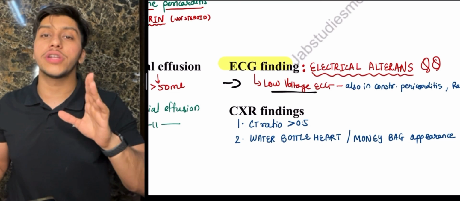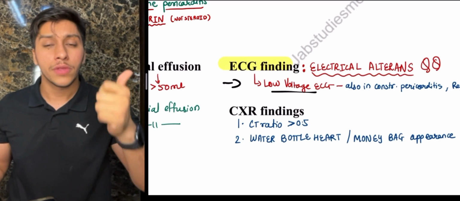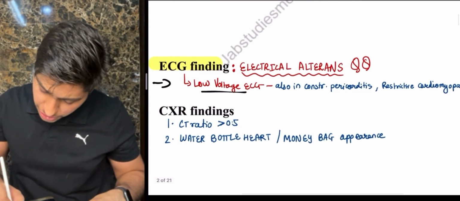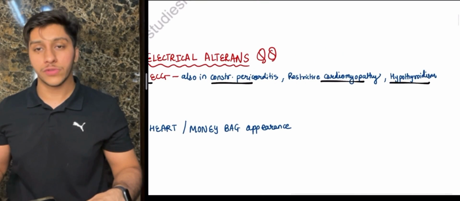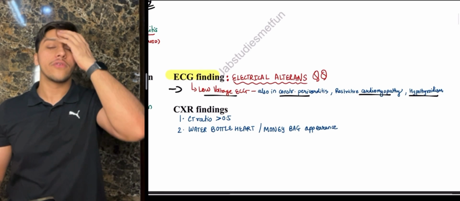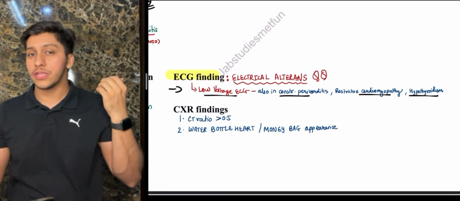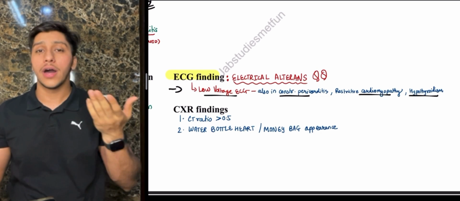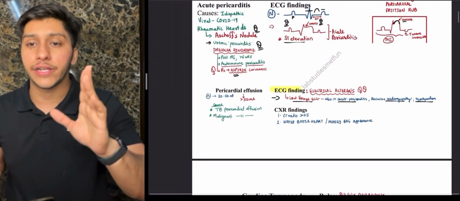But now this low voltage ECG, guys, is seen in three other conditions: constrictive pericarditis, hypothyroidism, and restrictive cardiomyopathy. Why you have to remember this is they'll ask which of the following conditions has low voltage ECG. They might list restrictive cardiomyopathy, hypothyroidism, constrictive pericarditis, or all of the above. The answer should be all of the above. Very good. So these are the features of pericardial effusion.